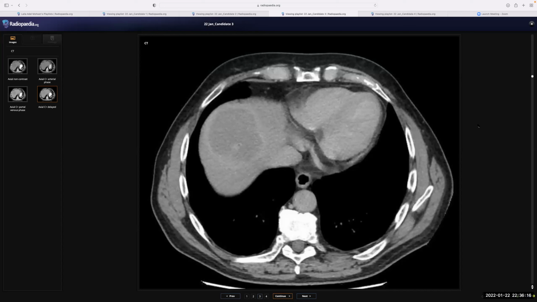So if it is long-standing, I should think of well-defined rounded lesions in the liver. So it could be adenoma or fibrous FNH in the liver. And yes. Okay. How would you manage this patient?